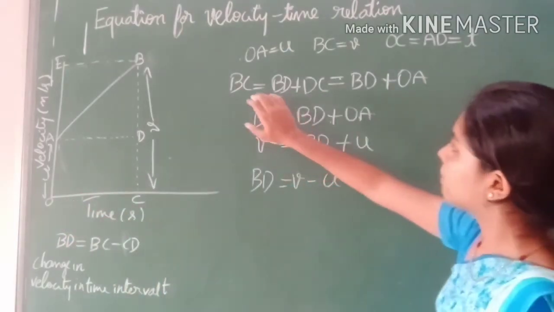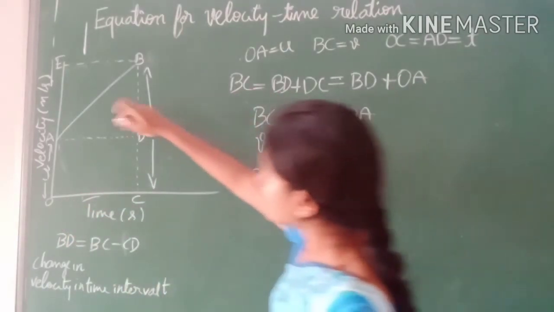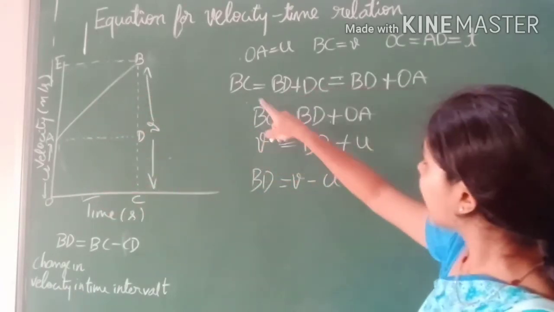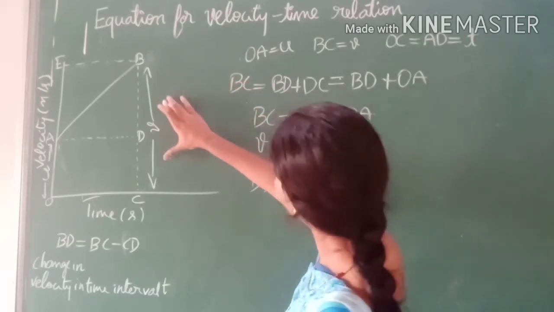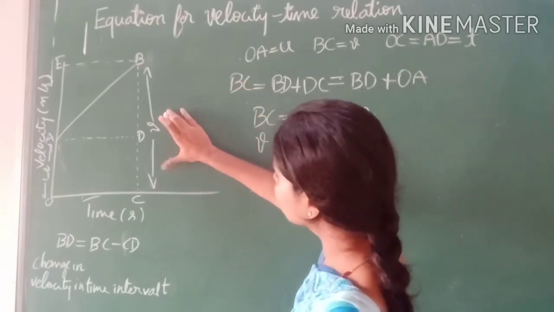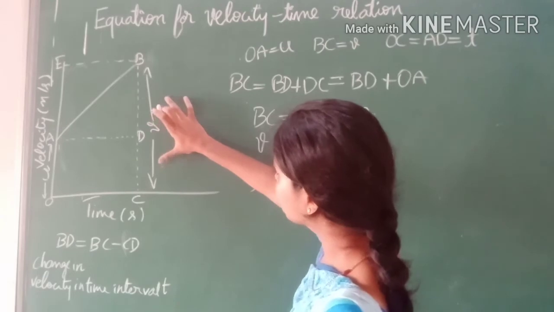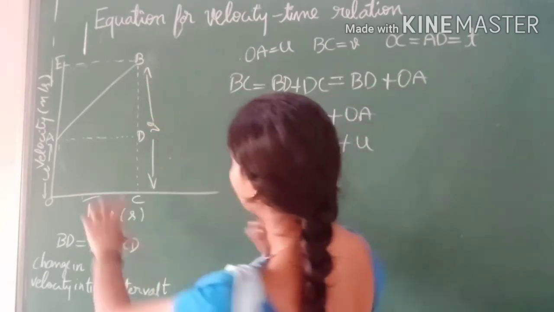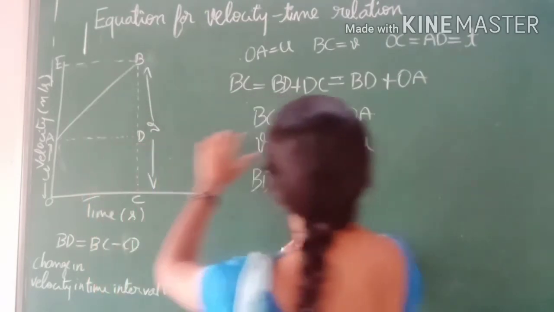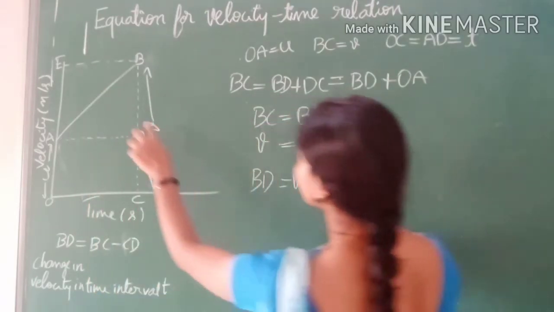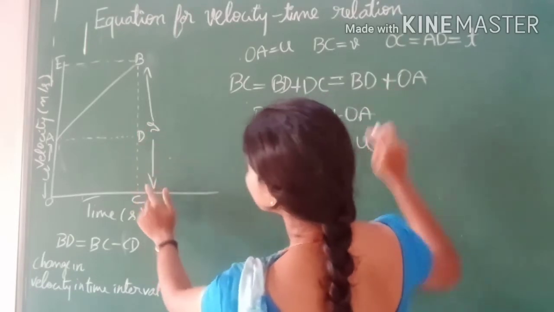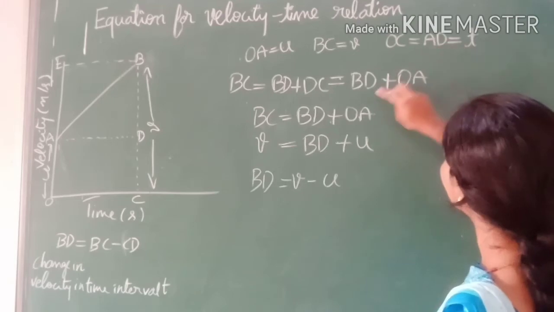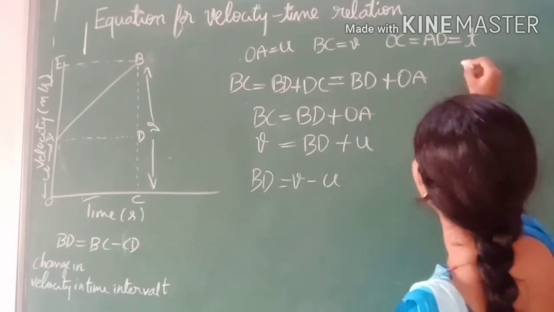Now I will draw the parallel line AD parallel to OC. Then I am going to find BC. BC is equal to this total length. BC is equal to BD plus CD. CD is nothing but OA, and BD and OA are equal.